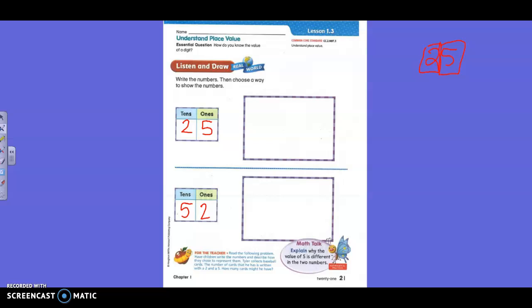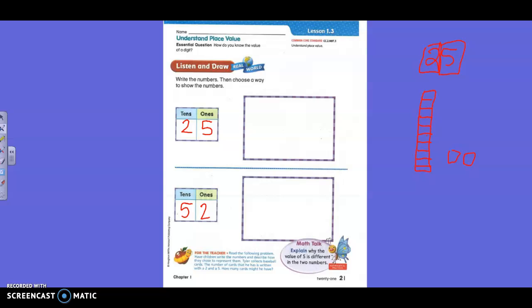Now it says to choose a way to show the numbers. Now, boys and girls, remember we had our green sticks the other day. They're base 10 blocks. Remember the ones that were the long ones? They look like this. They had 10 little squares in them. Okay, but then you had some that were just little ones like that, right? Just ones. That's how we're going to draw today.